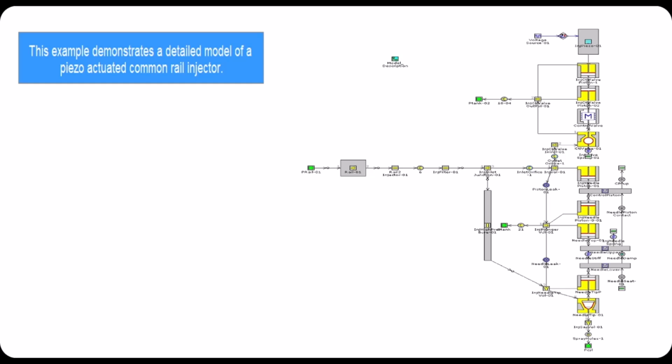Okay, and I want to say the actual movement of Piezo stack is only about 30 to 40 micrometers, but the hydraulic mechanism inside the injector converts this small movement into enough displacement to open the injector needle. And about the model that we have here, model of Piezo actuated common rail injector with a relatively high level of detail.